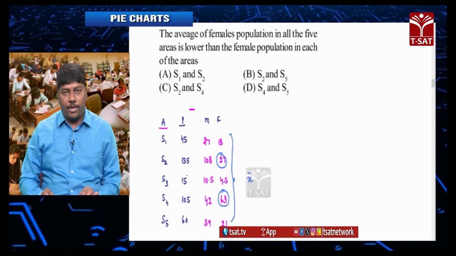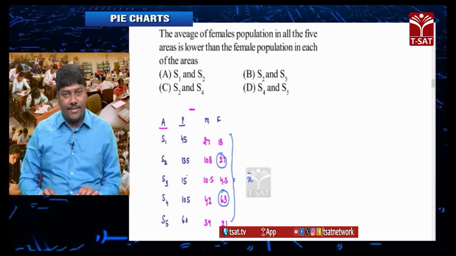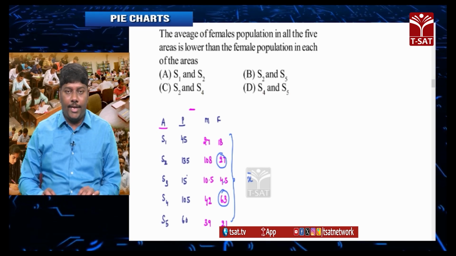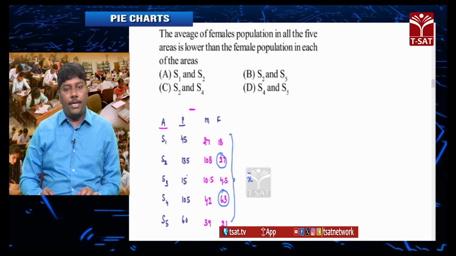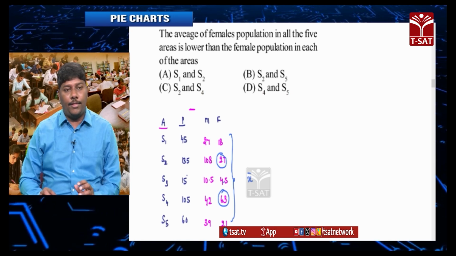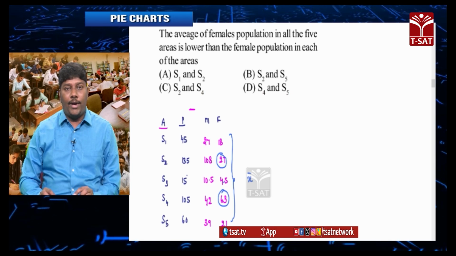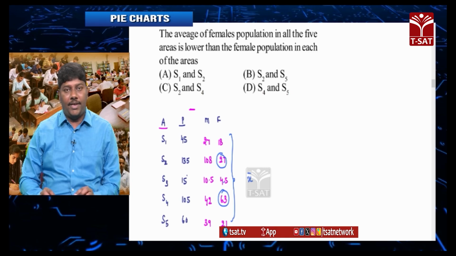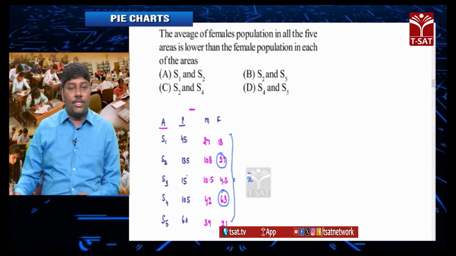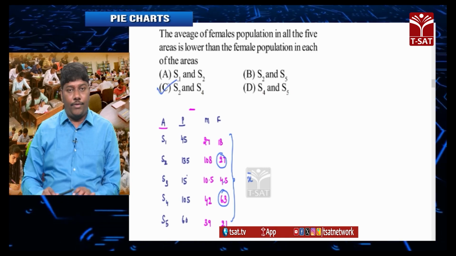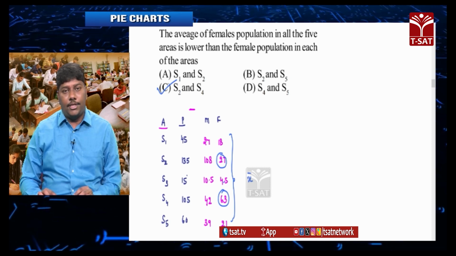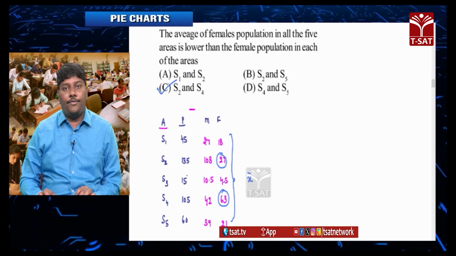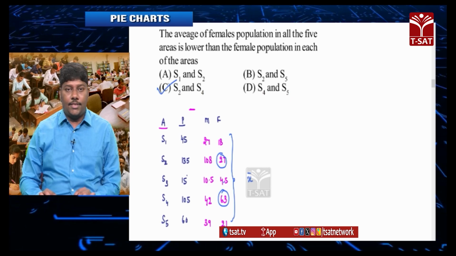So those 2 values must be 27 and 63 because these 2 areas are more female populated areas. If average has to be lesser than some areas, then the areas must be highly female populated areas. So if you look at highly female populated areas in the given graph, it is S2 and S4. Therefore, average must be less than S2 and S4. This is without actually finding the average. Don't find the average. It is common sense that we can say it must be less than S2 and S4 because these are the highly female populated areas in the given graph.